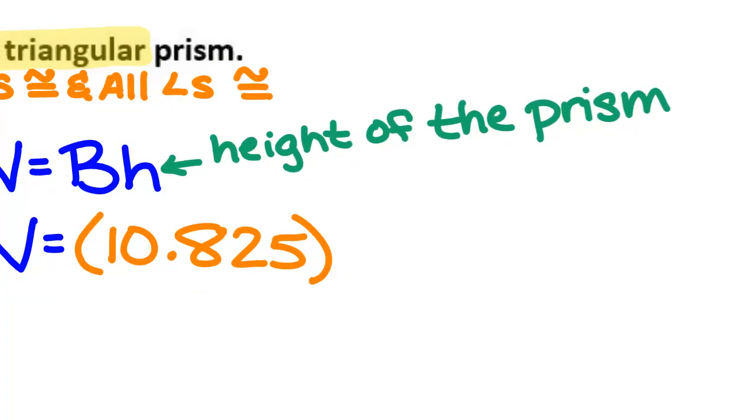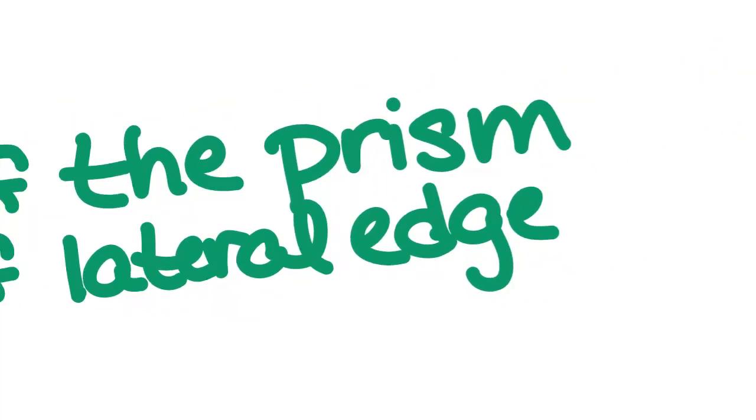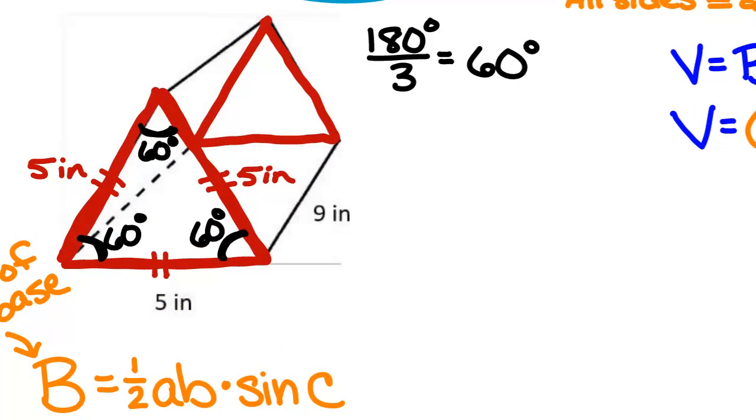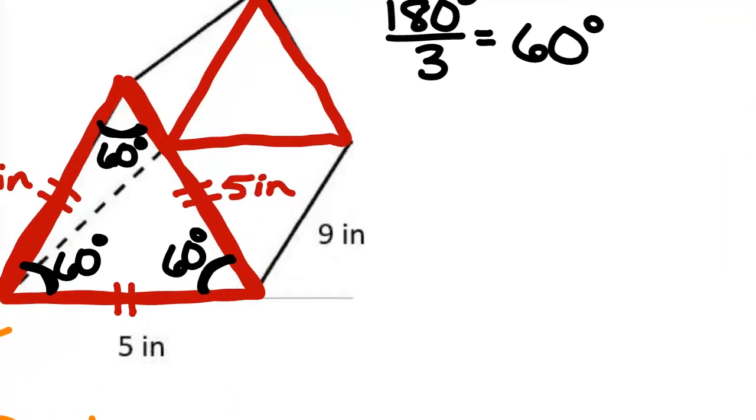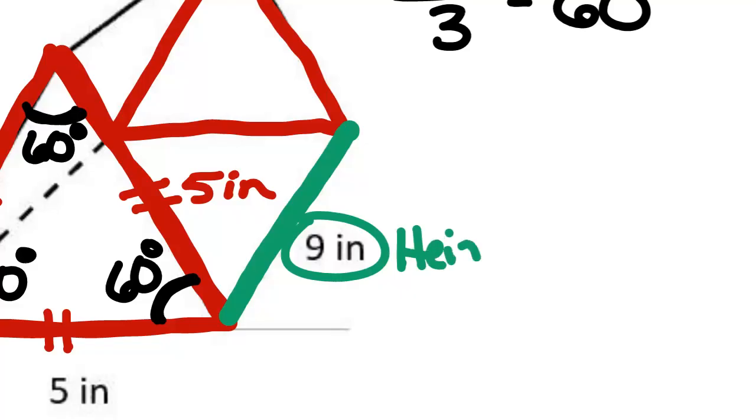The height of the prism will be the same thing as the length of a lateral edge. A lateral edge connects the 2 bases together. So I'm looking for an edge here that connects my 2 triangles together. Do you see an edge like that that connects the 2 triangle bases? How big is it? 9. Right here is the height of my prism. So we're going to put 9 inches in for the height.